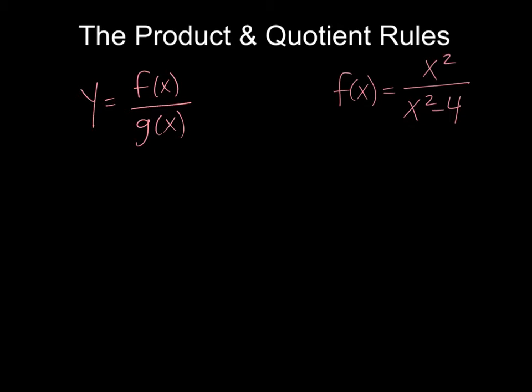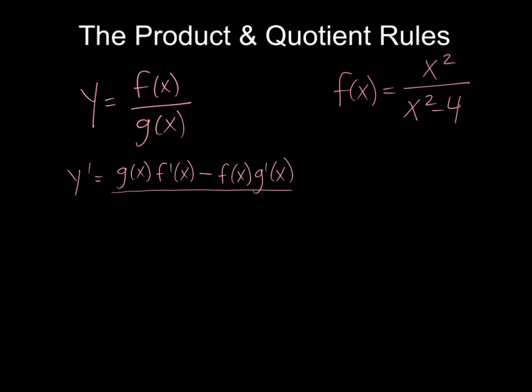All right, so this is called the quotient rule. A little bit more complex, but manageable. If you've got two separate functions, one on top of the other, the rule is this. Y prime, the derivative of this quotient, would be the bottom function times the derivative of the top function minus the top function times the derivative of the bottom function, if it were only that easy, over the bottom function squared.